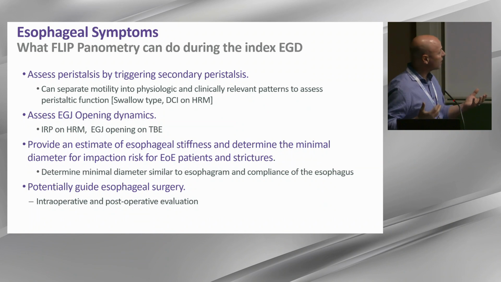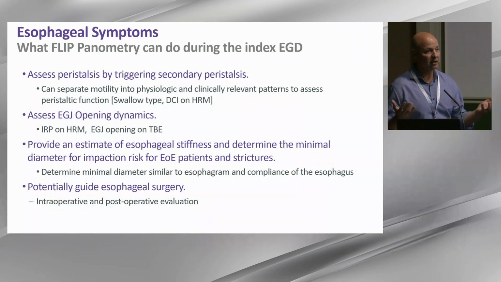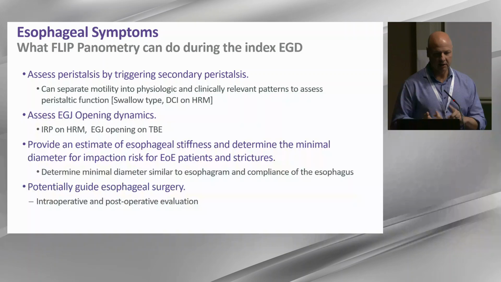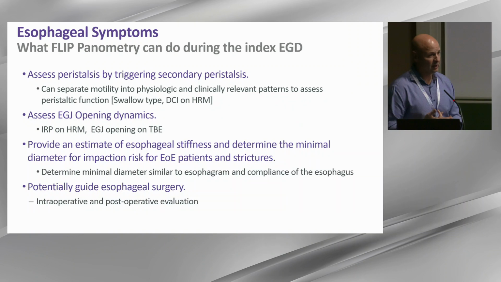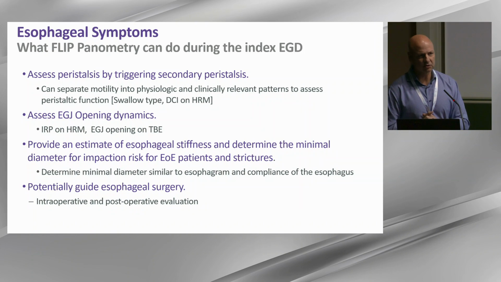So we started to play around with this and started thinking about, well, what can this device do? Well, it can do a lot of different things. It could assess peristalsis by triggering a secondary peristaltic-like event. It could definitely assess EGJ opening dynamics, because that's what we were actually originally looking at in achalasia and looking at post-myotomy treatment. It can provide an excellent estimate of esophageal stiffness in EOE and potentially guide esophageal surgery.